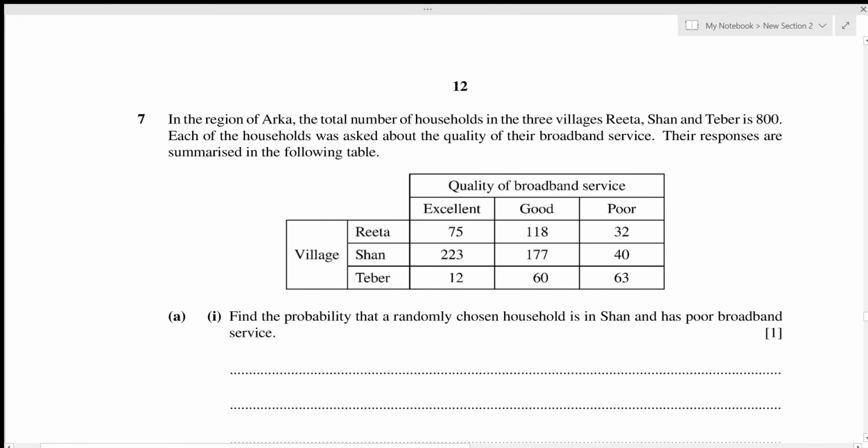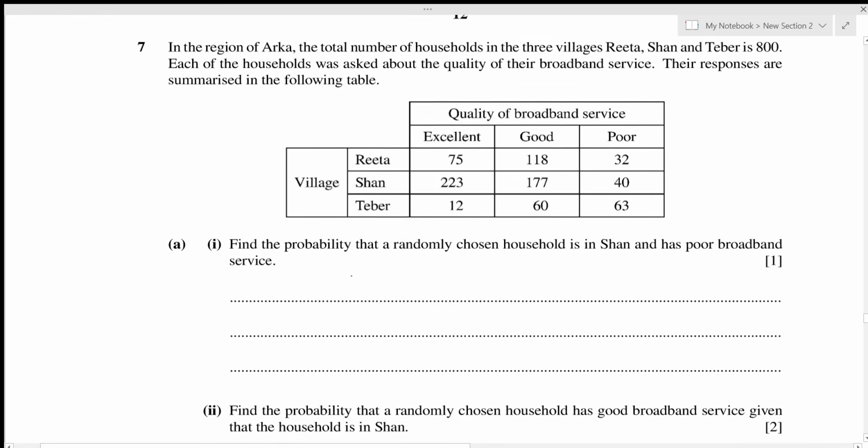In the region of Arka, the total number of households in the 3 villages, Rita, Shan, and Teber, is 800, and each of the households was asked about the quality of their broadband service. Their responses are summarized in the following table. We need to figure out the probability that a randomly chosen household is in Shan and has poor broadband service. So we know that the total of all these 9 values is going to be 800.